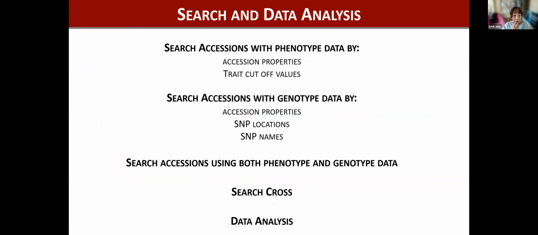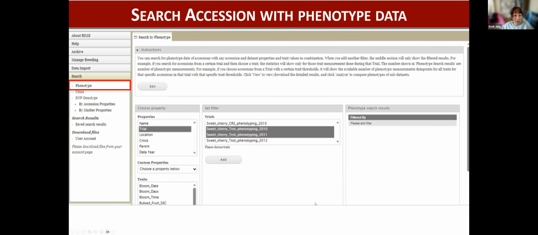Okay, now I'm going to show you how you search and do some data analysis. You can search accessions with phenotype data or genotype data, and you can search accessions that have both phenotype and genotype data. You can also search crosses and do some analysis.